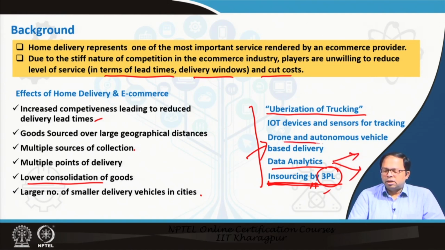Then there could also be drone and autonomous vehicle based delivery systems in future, and IoT devices and sensors for tracking the delivery vehicles, which increases efficiency and also generates data. And Uberization of trucking means there are private operators who have free trucks, so we can link those trucks with certain requests for goods transfer. So that is what we call Uberization of trucking. These are the new changes that are also coming into this sector, which also need to be considered when we determine freight flows in an urban area.